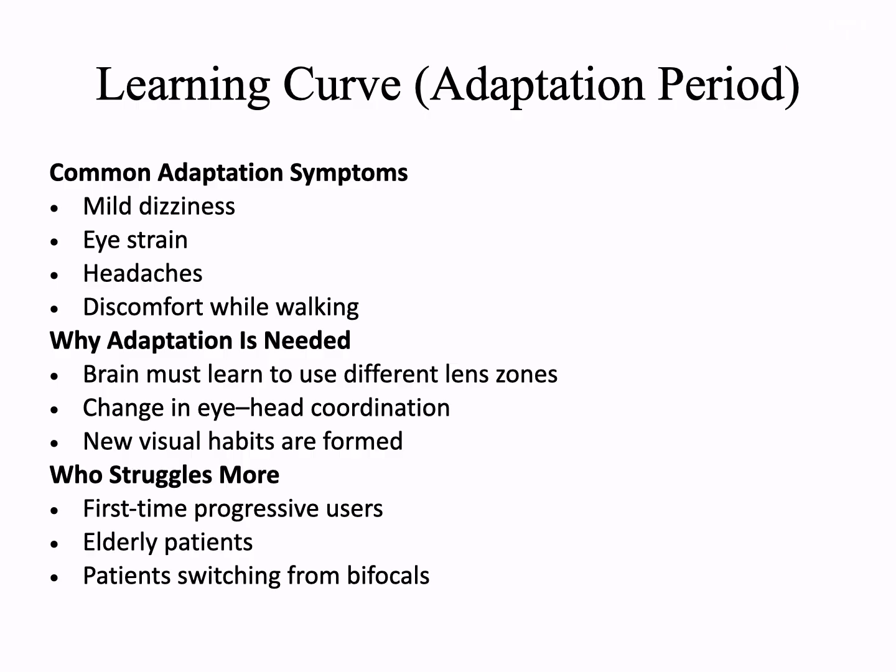Common adaptation symptoms are mild dizziness, eye strain, headache, discomfort while walking. And why is adaptation needed? The brain must learn to use different lens zones, changes in eye-head coordination, and new visual habits are formed. So who struggles more? First-time progressive users, elderly patients, and patients switching from bifocals to progressives.